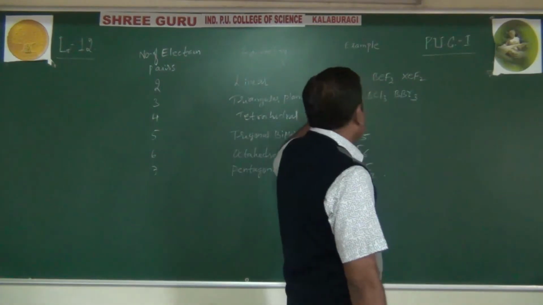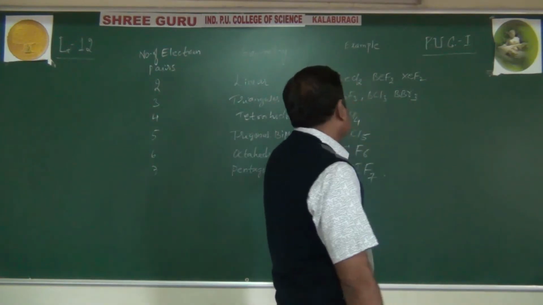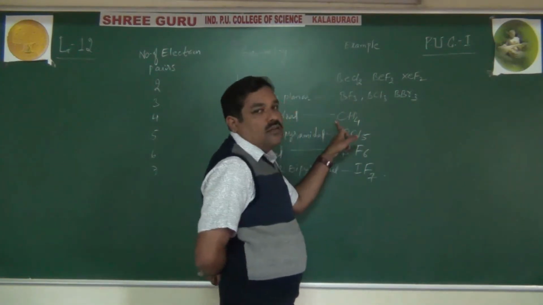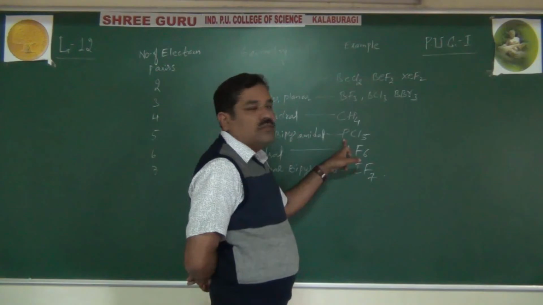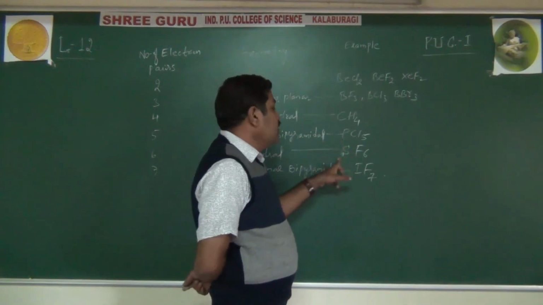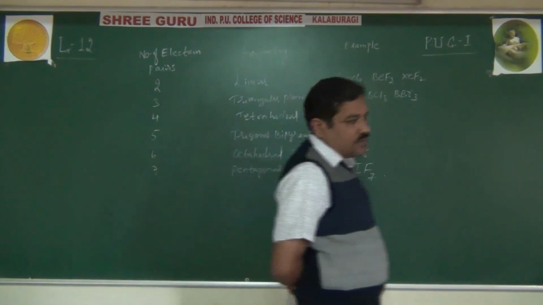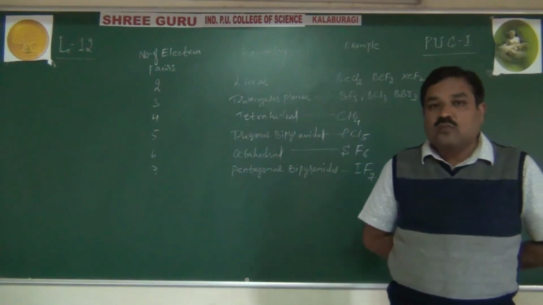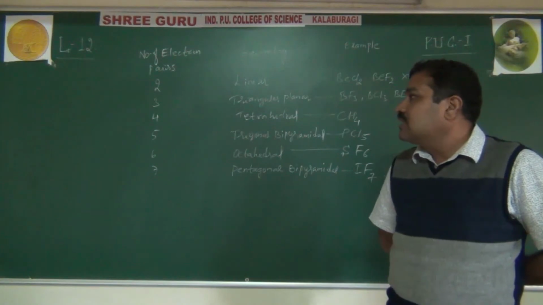For this one, linear, I told you the bond angle is 180. This one is 120. This is 109.5 degrees or 109.28 degrees, the normal tetrahedral angle. Here there are 3 equatorial and 2 axial bonds. Equatorial 120, axial 90. In SF6, all the 6 bonds are 90 degrees. And lastly, 6 bonds 90 and 1 bond 72. Like this I told you in yesterday's class.